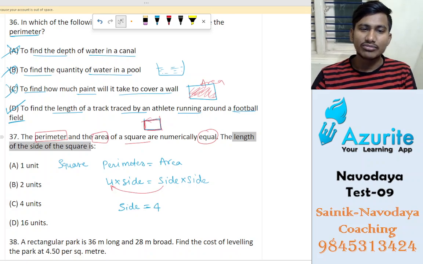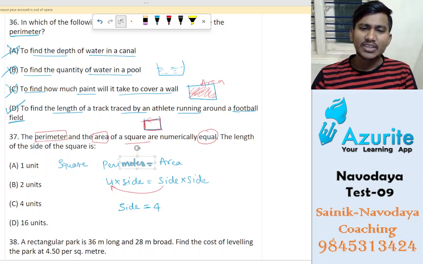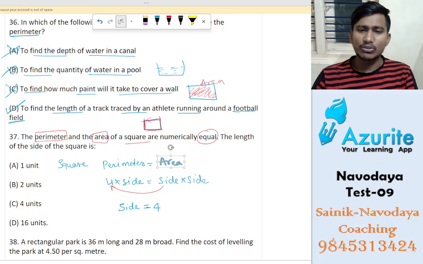Right? So the length of the side. So a square is there. Square perimeter will be how much? Yes. Perimeter, how do we find? 4 into side. Right? That is equal to what? Area. Perimeter and area both are equal. Right? So perimeter we find by 4 into side, and area, how do we find? Side into side. Okay? Side into side.